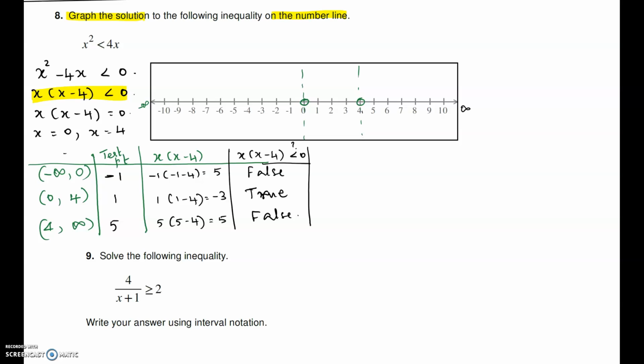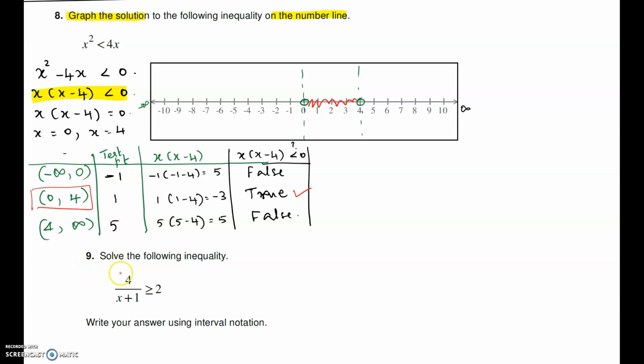If you plug 5 into the product, you get the value equal to 5, which is positive. So the inequality is not satisfied. So the inequality is satisfied only in this interval. That's the only one where it is true. So it is 0 through 4 on the number line. That's the part you have to shade. But make a note that 0 and 4 should be marked as holes because the inequality is a strict inequality.